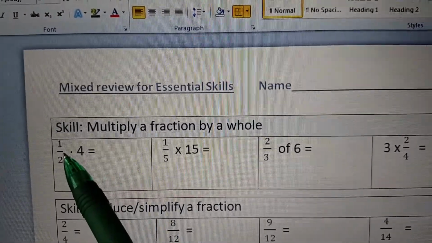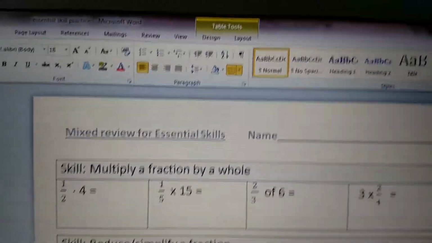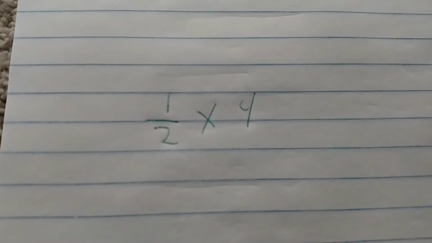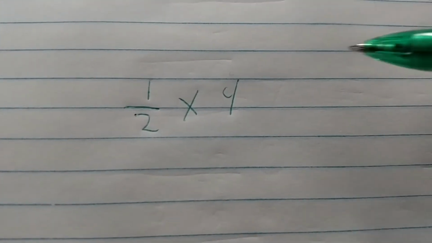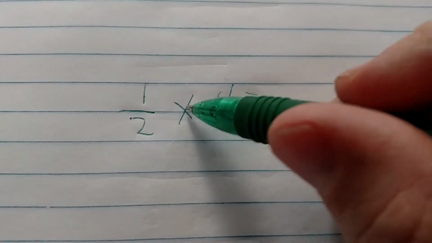So this is 1/2 times 4, or 1/2, let's say, of 4. I'm going to write that problem right here. 1/2 times 4. Now, here are the different ways we can solve this problem. First thing we can do is realize that we have 4. We can write "of" if you want to.